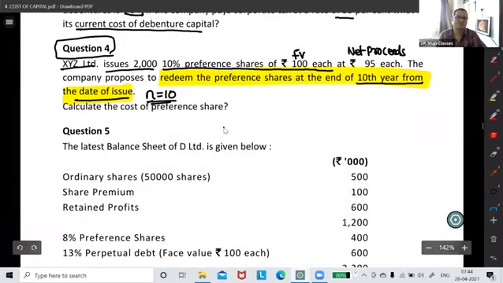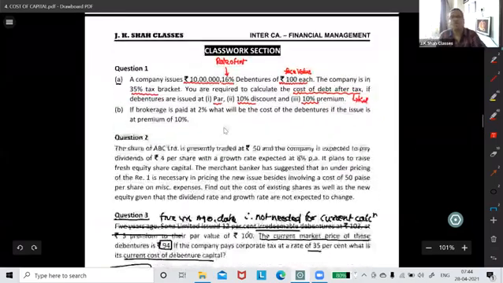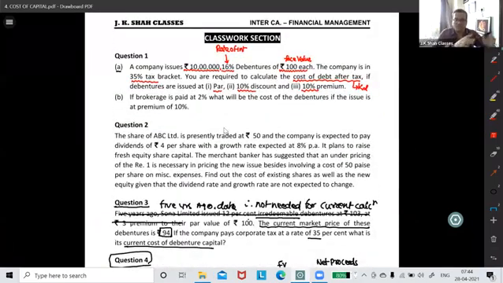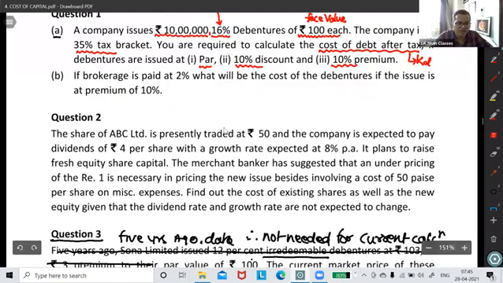So now we will come to question number 2. Yes, we are going question wise, concept wise. The share of ABC Limited is presently traded at rupees 50. That's the current market price. Now in the terminology, it will become P0. Correct? Now in the formula, it will become P0.